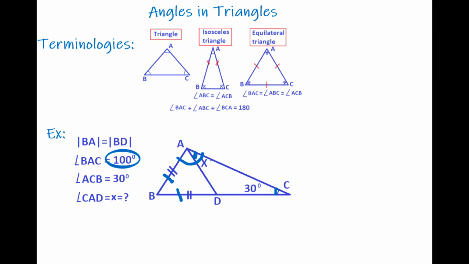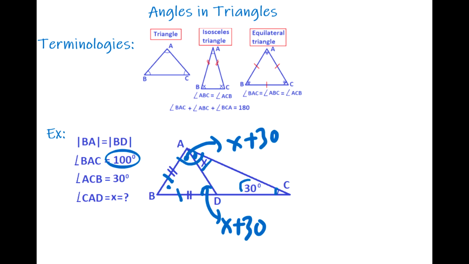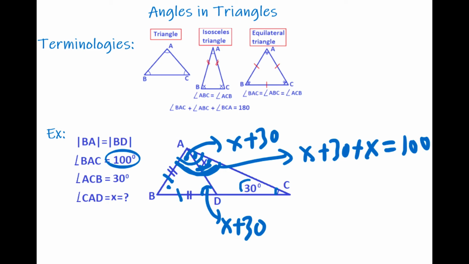And because this is x and this is 30, we can say that this is equal to x plus 30, guys. And because those lengths are equal to each other, this triangle is an isosceles triangle, so that angle is also x plus 30, guys. So this is x plus 30 and that is also x. So the whole angle is, let me write it here, x plus 30 plus x, and that is 100 degrees.